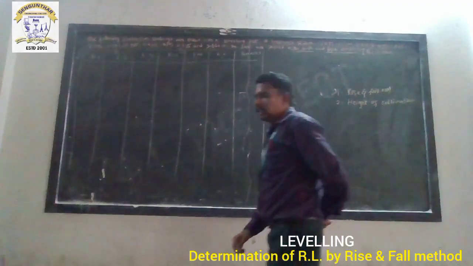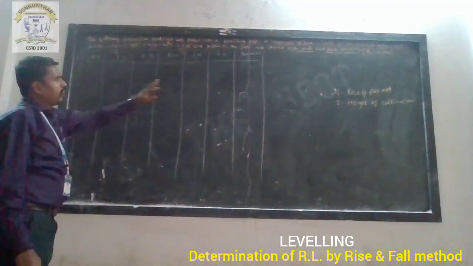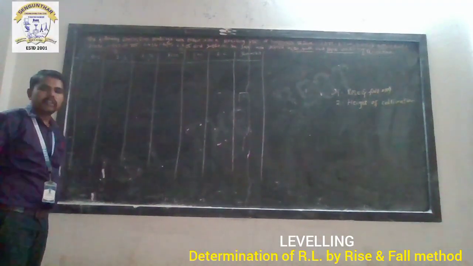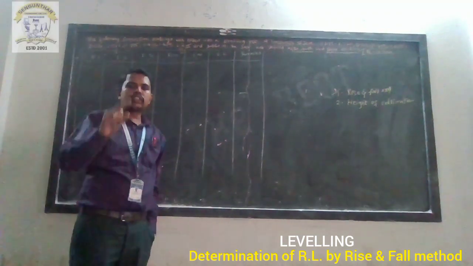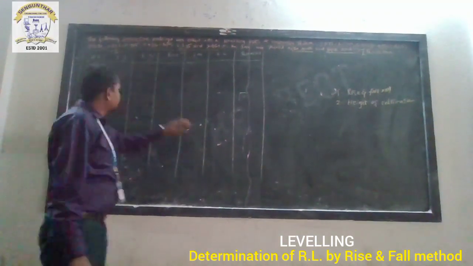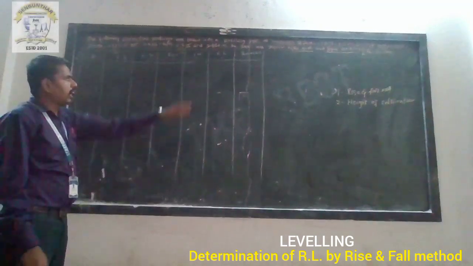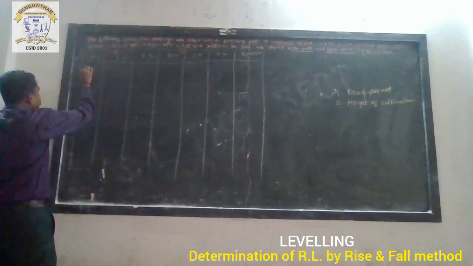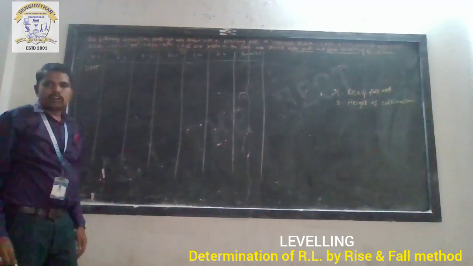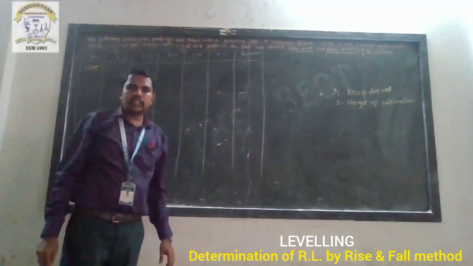First we have to enter the readings in the tabular format. The very first reading is 3.375. As I told earlier, the very first reading which is taken from the instrument is noted as the back sight. That's why I have written 3.375 in the back sight column. Okay, is it clear? Right.